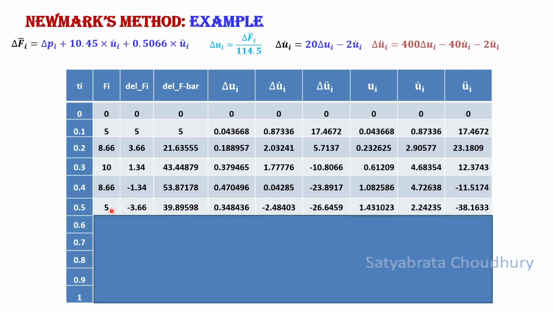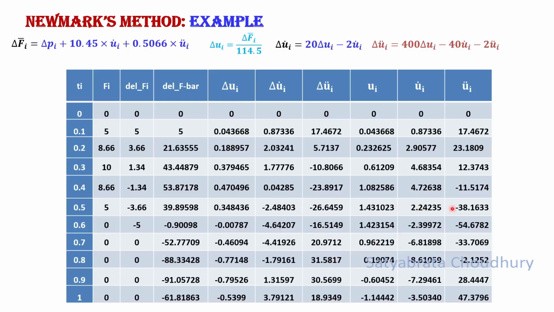Next time the external force is 5, still it is reduced. So 5 minus 8.66 is minus 3.66, it is a decremental force, and other calculations remain as such. At time 0.6, external force is 0. So 0 minus 5 is the change, so it is minus 5, and remaining calculation as we discussed you can calculate here. After 0.6 it is free vibration, that is no more excitation.